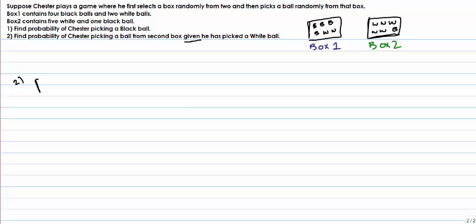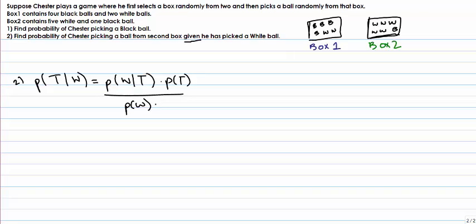So we have the probability of selecting a ball from the second box, which we earlier denoted as D, given that it was a white ball that Chester selected, is equal to, we apply the formula, the probability of selecting a white ball given that it was from the second box multiplied with the probability of selecting the second box itself, simply divided by the probability of selecting a white ball irrespective of the box we choose. Okay, so we have these values.